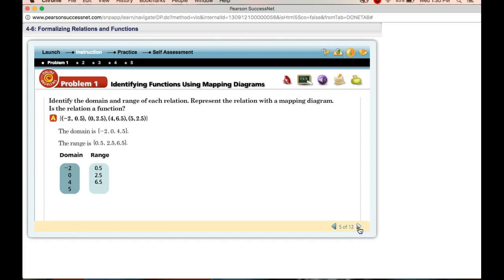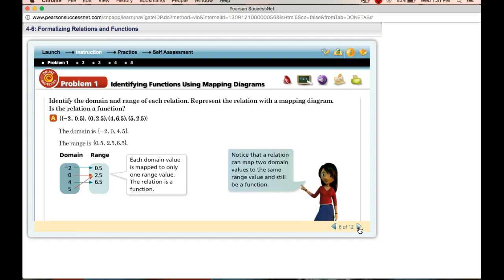Represent each ordered pair with an arrow in the mapping diagram. -2 maps to 5/10. 0 maps to 2 5/10. 4 maps to 6 5/10. And 5 also maps to 2 5/10. Each domain value is mapped to only one range value, so the relation is a function. Notice that a relation can map two domain values to the same range value and still be a function.